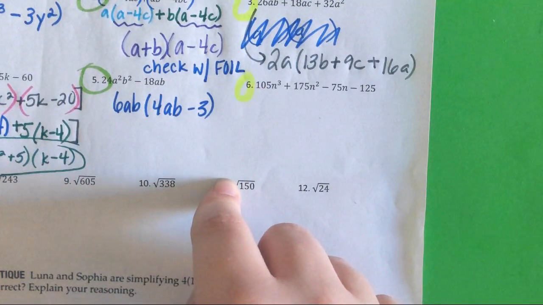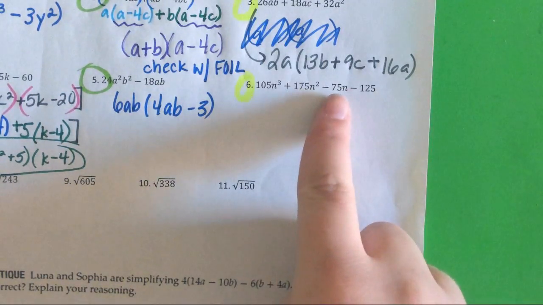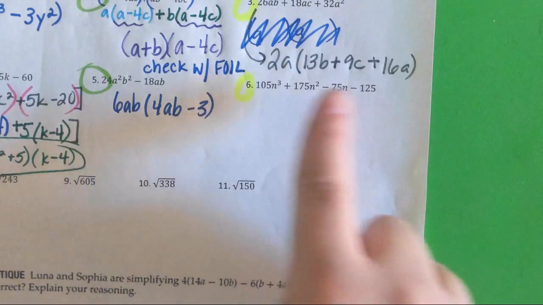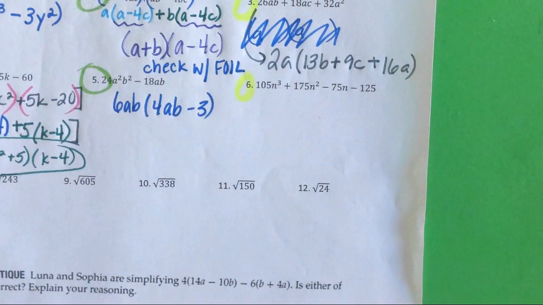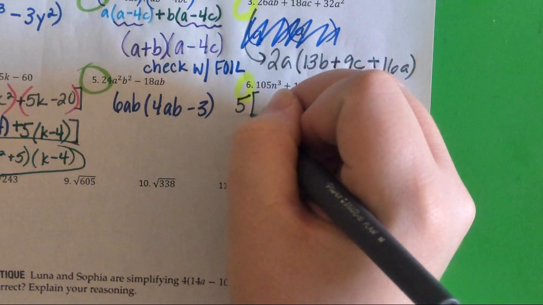And then someone last period said 35. 35 is not going to work. 35 times 2 is 70, and I have 75. So that's not going to work either. The biggest number that divides into all three terms is what Paige said. It's 5. So we factor out a 5. What are we left with?